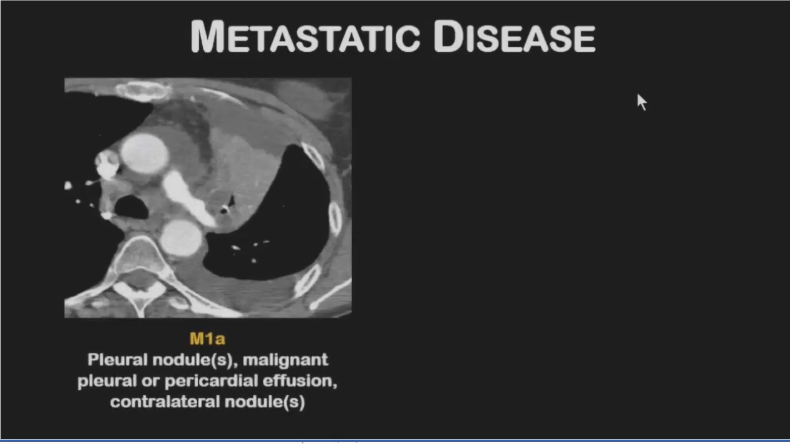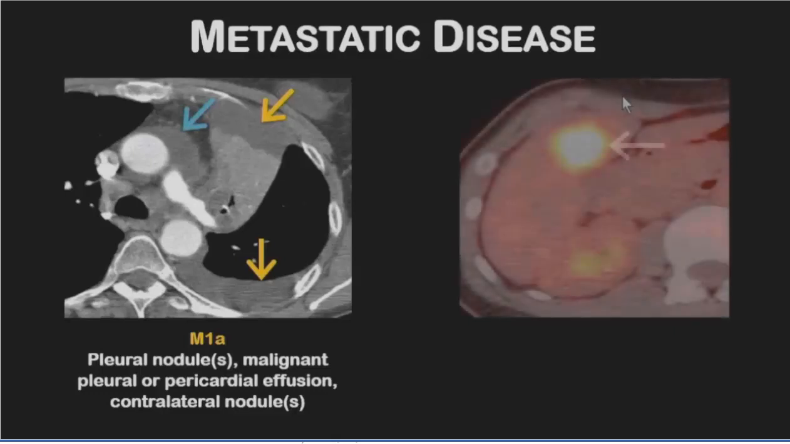For instance, M1A is characteristic of mets that are located within the chest. So we're talking about pleural disease, pericardial disease, as well as tumor nodules located within the contralateral lung. And so we can see here on this example that we have examples of pleural effusions for pleural disease as well as a pericardial effusion. And then M1B basically describes mets that are located anywhere else that are not within the chest, as we can see here in this liver met that is FDG-avid on PET-CT.